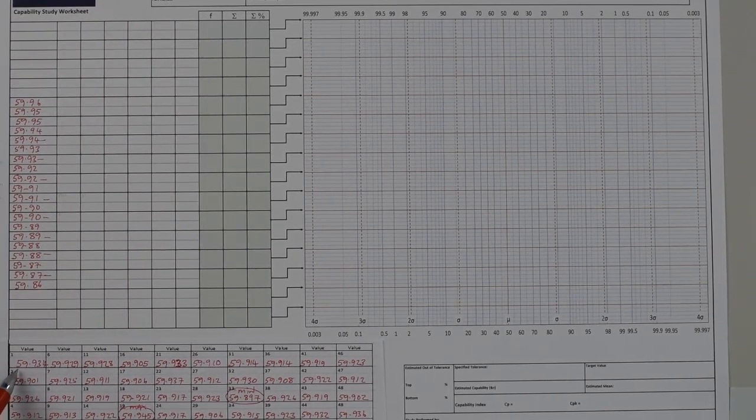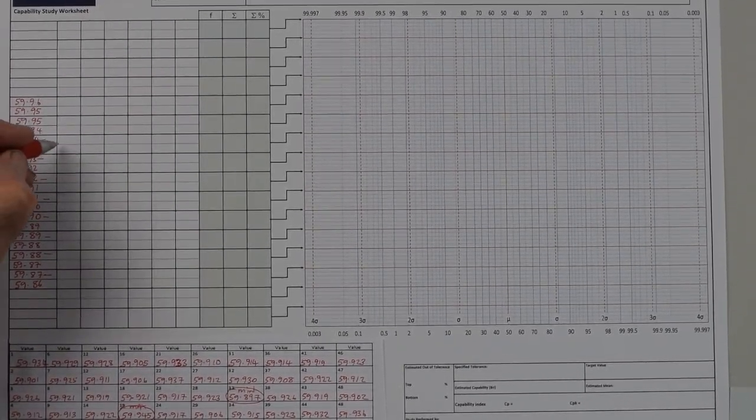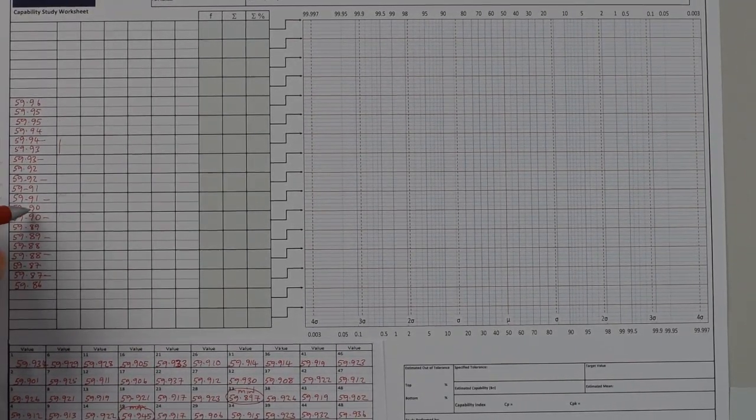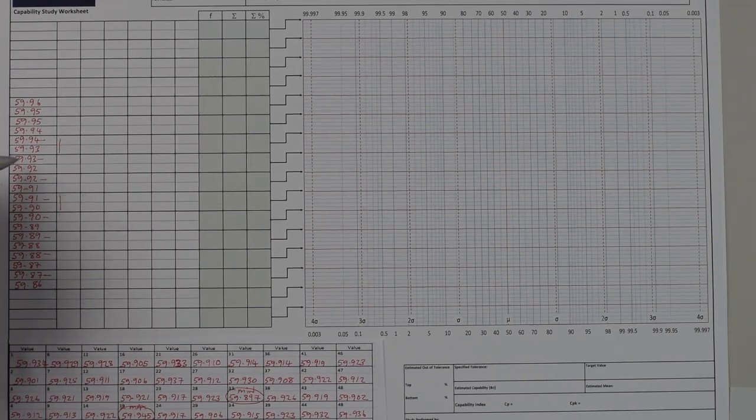So the first value is 59.934. Second value is 59.901. 59.926. 59.912. And so forth until you complete the whole worksheet.